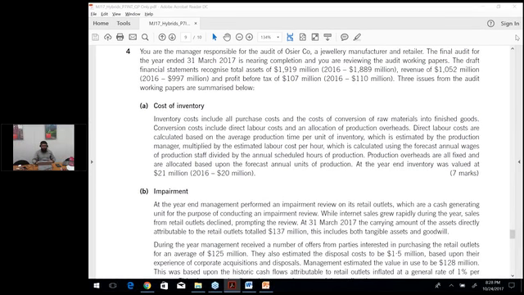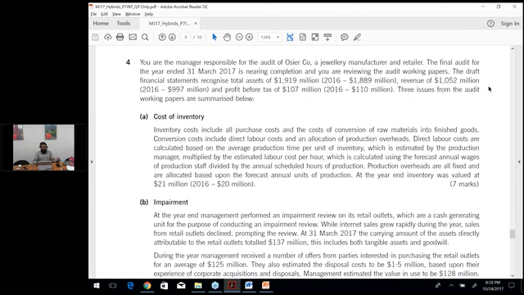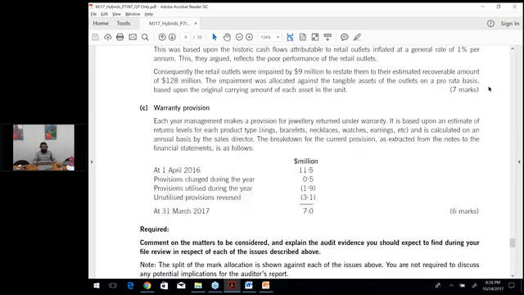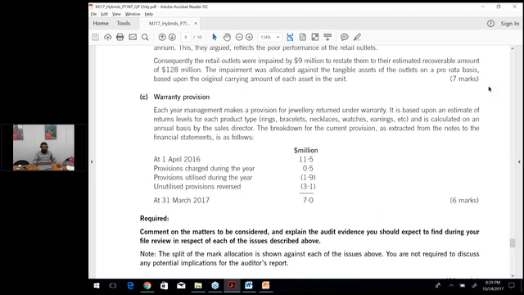Okay, so this question, which is March and June 2017, question number 4, the requirement of the question is the same as what we discussed, which is comment on the matters to be considered and state or explain the audit evidence you would expect to find during your file review in respect of each of the issues described above. So what do we need to do? We need to comment on the various matters that need to be considered, and explain the audit evidence that you would expect to find in our review of the working papers.